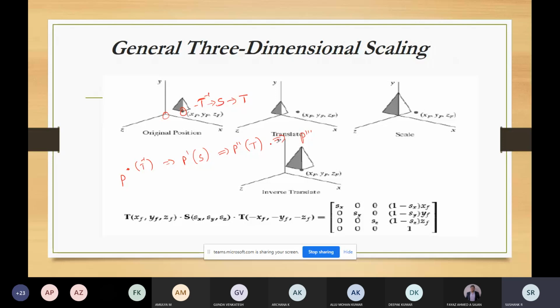So instead of performing individual operations for a point, here we have three operations: translation, inverse translation, scaling, and translation. So instead of performing these operations individually on a point, the first thing is we can combine these three operations so that we can get a single matrix.